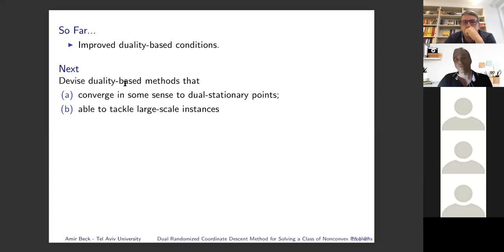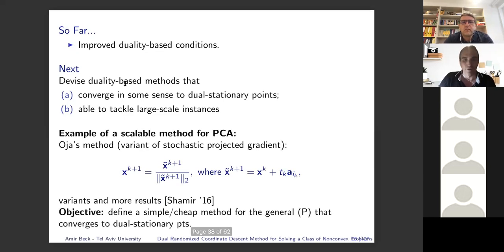Of course, in data science, we really like to look at very large matrices, and we want something that is able to cope with these sizes. So let's go back a few years to an instance of a scalable method, specifically for the standard PCA problem. There is a well-known method called the Oja method. I assume that I pronounce it incorrectly. It's a variant of the stochastic projected gradient method.